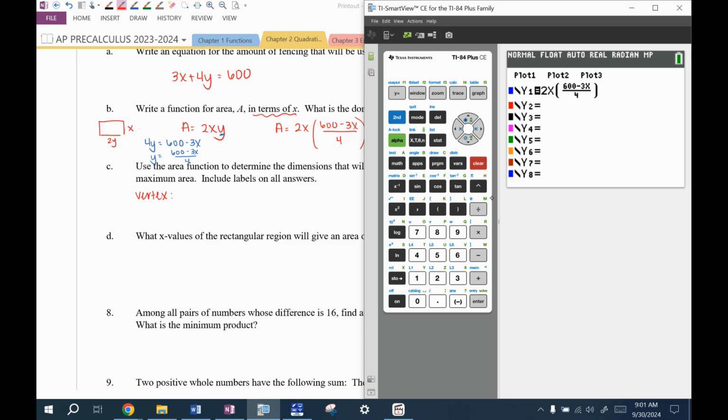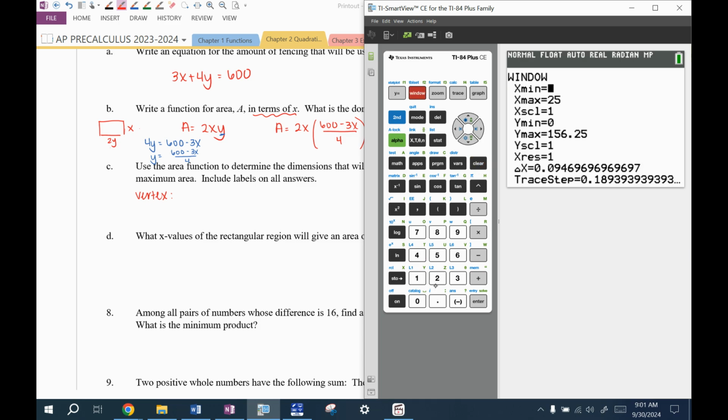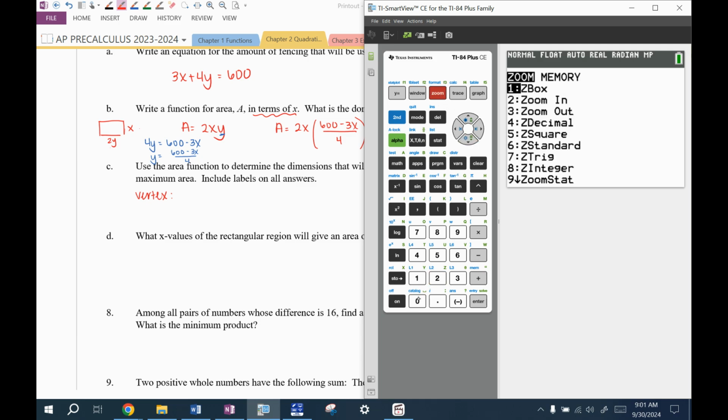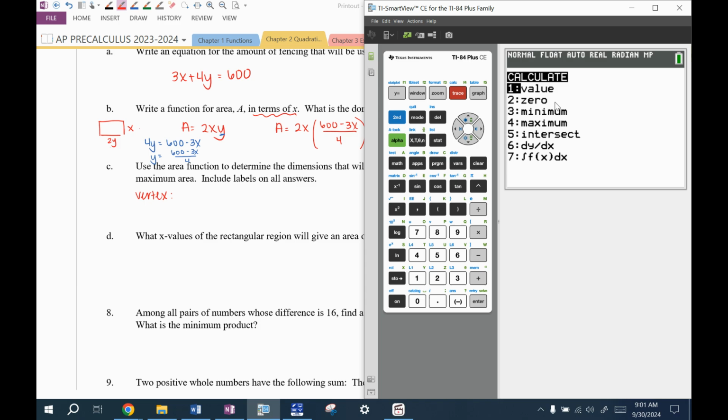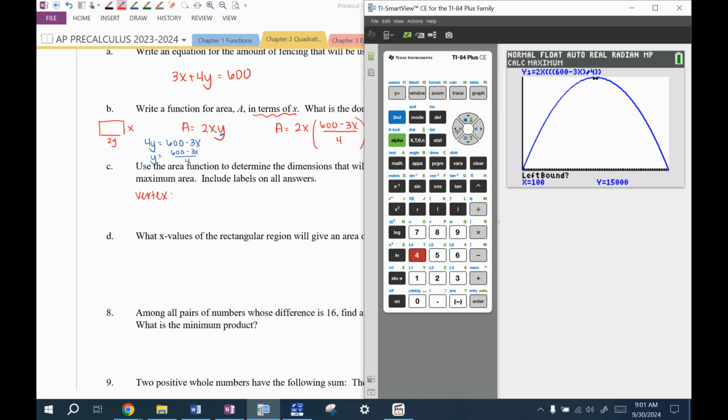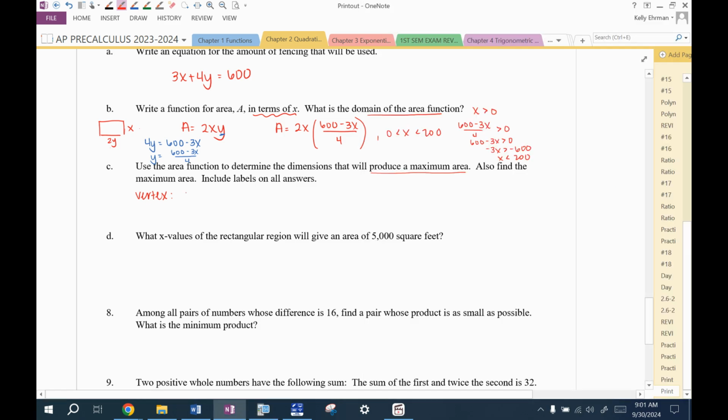All right, so anyway, I want to set my window. We said x should be between 0 and 200, and then we should zoom fit. And again, we see a nice little parabola here, so let's find the vertex. We are finding a maximum, so we go left, go right. Round this to three places, so 100 and then 15,000. So the vertex is 100, 15,000.